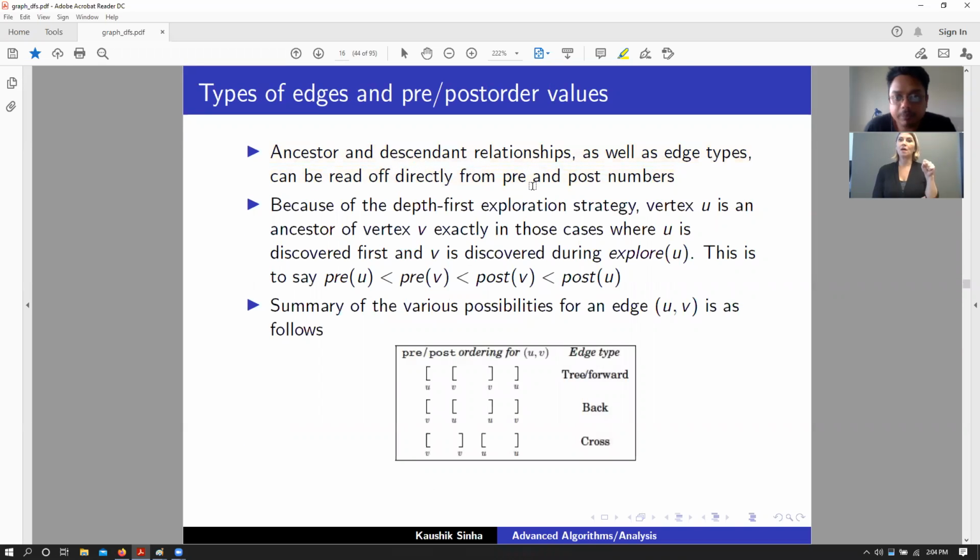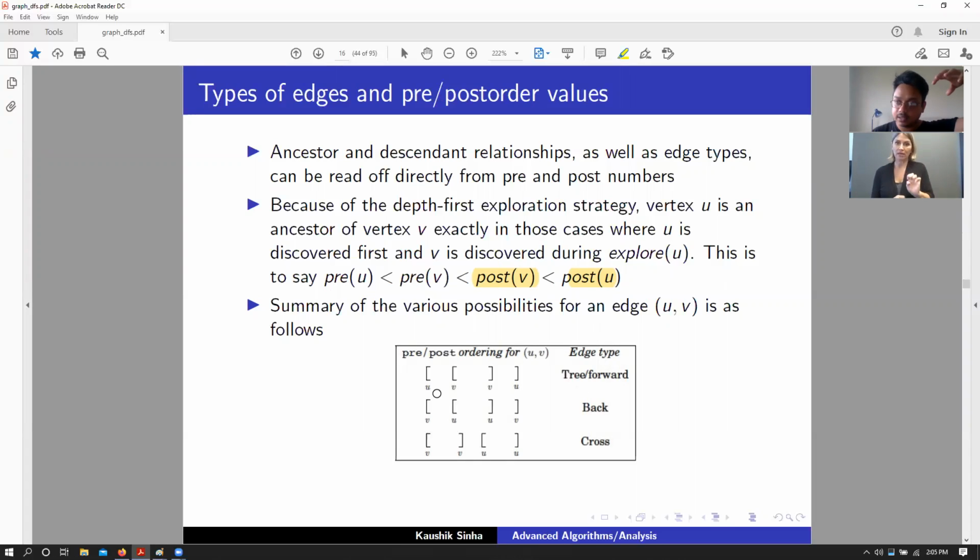Essentially, because we are using depth first search and this recursive exploration strategy, if vertex U is an ancestor of vertex V, then the pre-visit number of U would be smaller than the pre-visit number of V, because V is a child of U. So we visit V after we visit U. Then once we visit V, we need to complete visiting V. So the post-visit number of V would be larger than its pre-visit number, but smaller than the post-visit number of U, right?